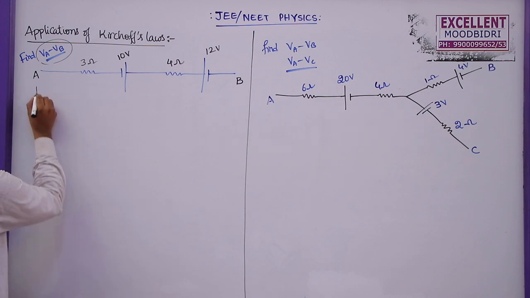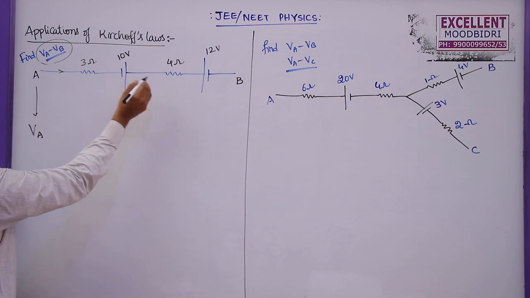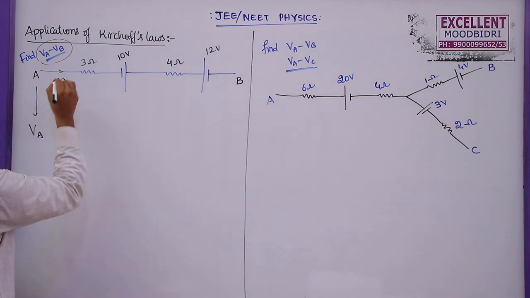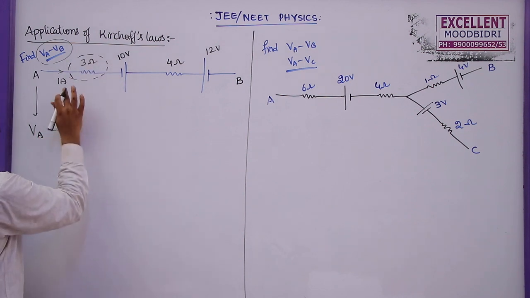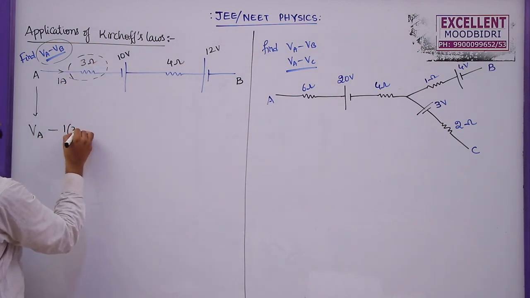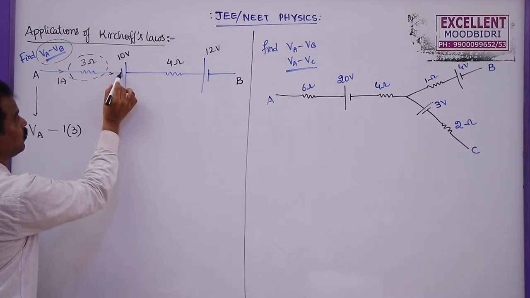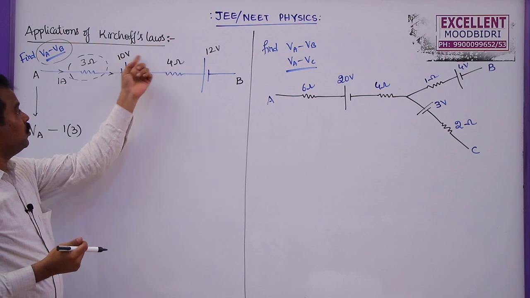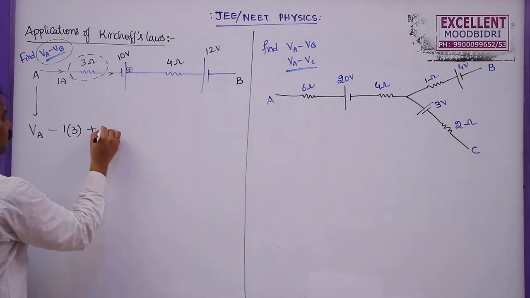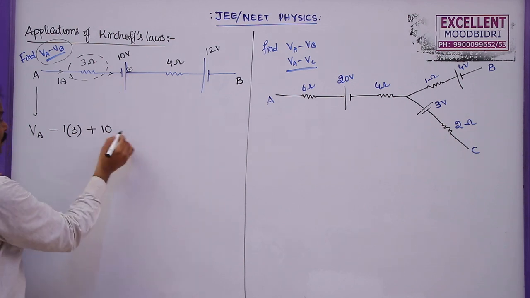So first I am writing, for this point potential will be VA. Now let us say some current is flowing here. Let me take 1 ampere current. So what is the potential drop across this one? Minus 1 into 3. Then the same current, 1 ampere current, is traveling from the low potential terminal, negative terminal, to positive. So finally reaching, it will gain that 10 volts potential. So it is gaining as it is jumping from lower to higher potential, plus 10.